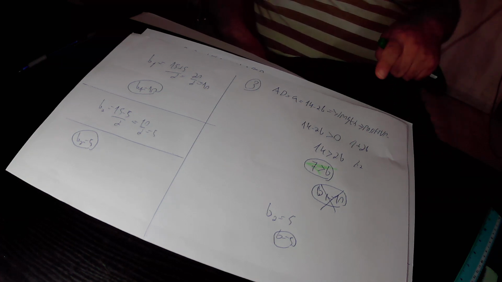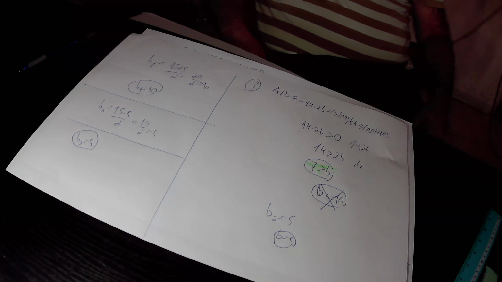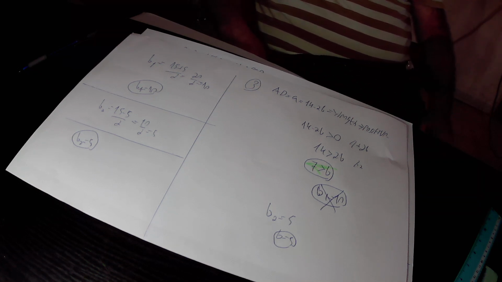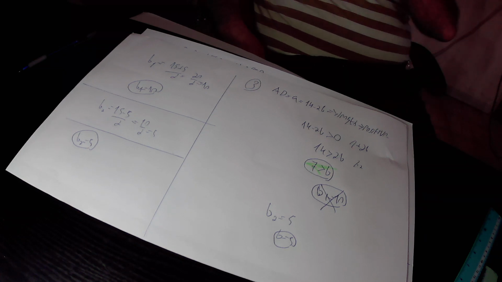So here we added 2b to this inequality, and found out that 14 is greater than 2b. Here we divided this inequality by 2, and finally found out that 14 over 2 is 7, so 7 is greater than 2b over 2, which is b. So b is less than 7.